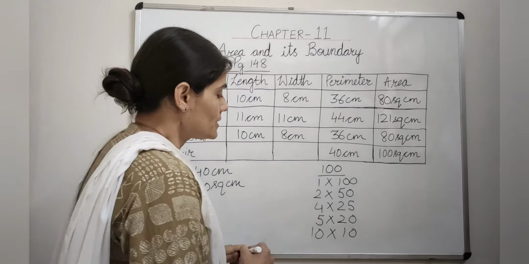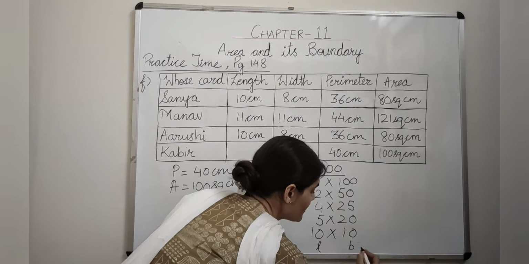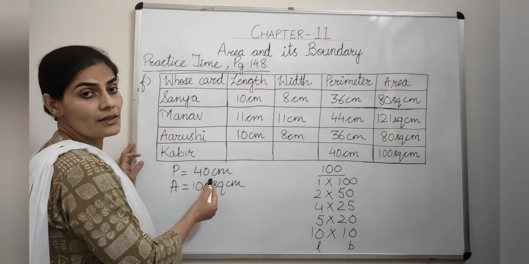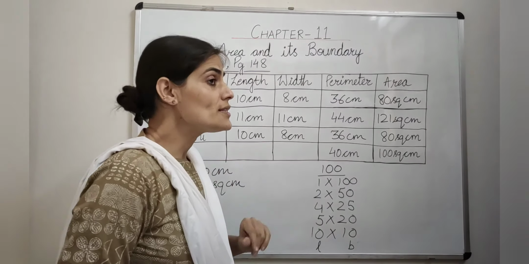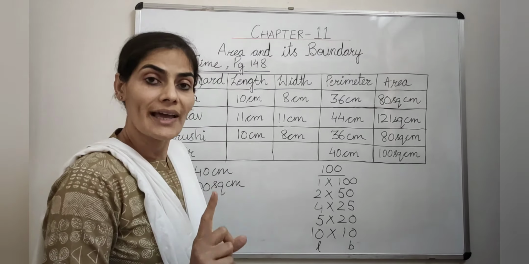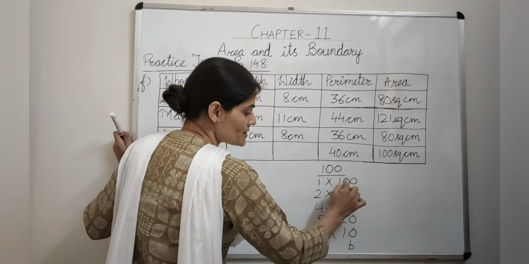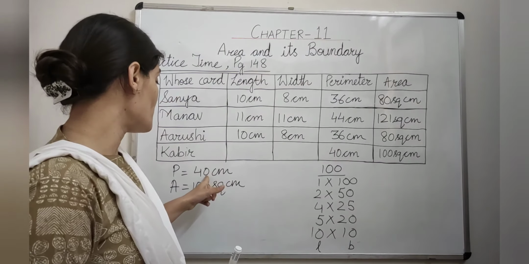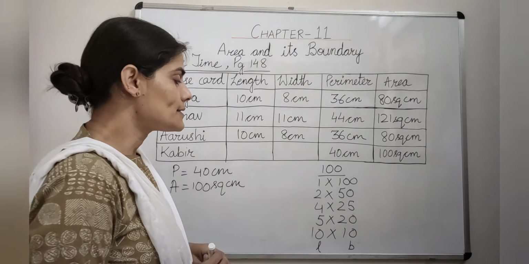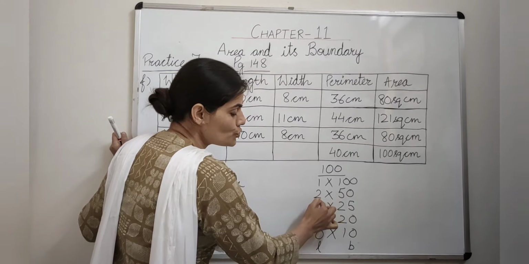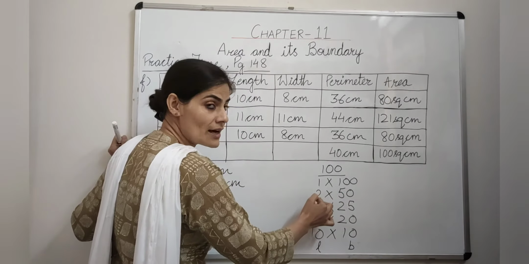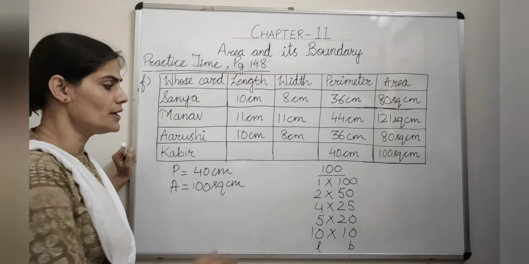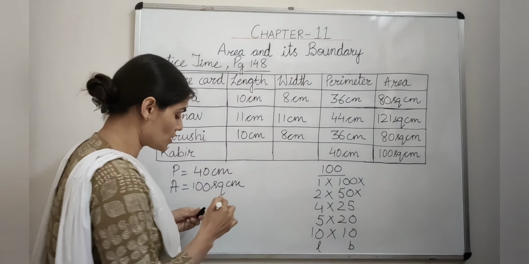Now, I'll consider these as the combinations of length and breadth. Now, let's check with which combination do I get the perimeter as 40 centimeter. What is the formula for finding the perimeter, everyone? 2 into L plus B. So L plus B is 100 plus 1 is 101. 101 into 2 will give us 202. But our perimeter should be 40 centimeter. Next is L plus B. 50 plus 2 will be 52. And then I multiply this sum with 2. 2 into 52 gives me 104. But I want the perimeter to be 40. So these two combinations are not suitable according to this card.